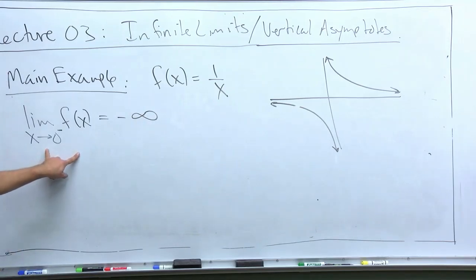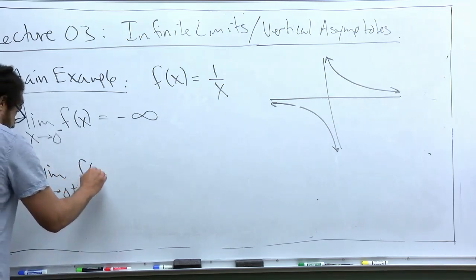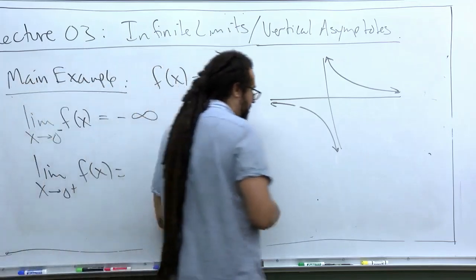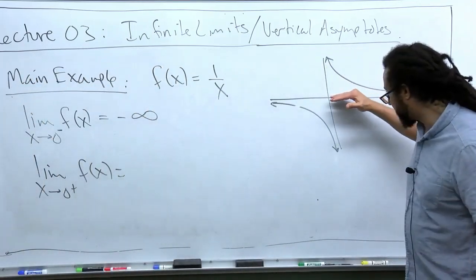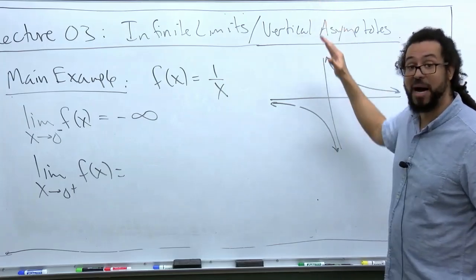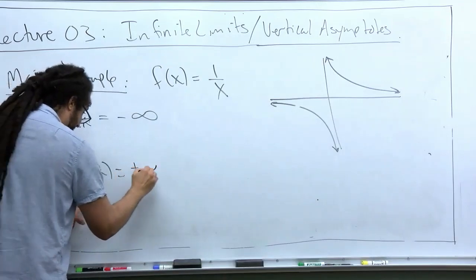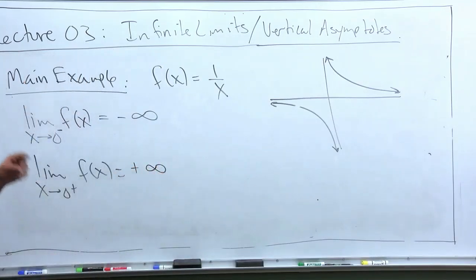And then the limit as x approaches 0 from the right. What is that? Well, as we get closer and closer to 0 from the right, the function grows without bound in the positive direction, so we will say the limit as x approaches 0 from the right in this case is positive infinity.